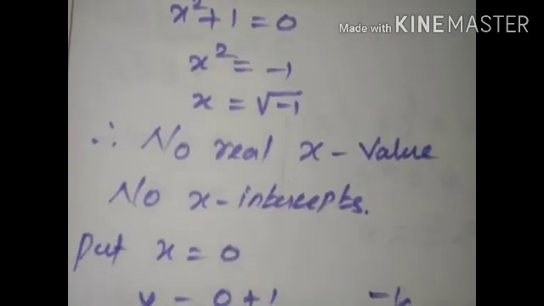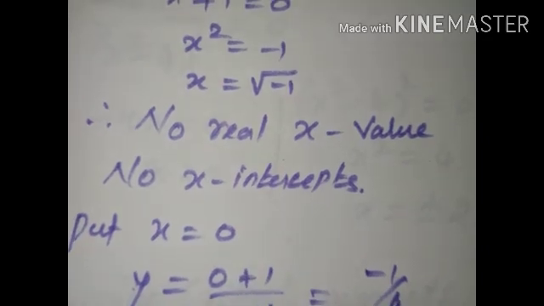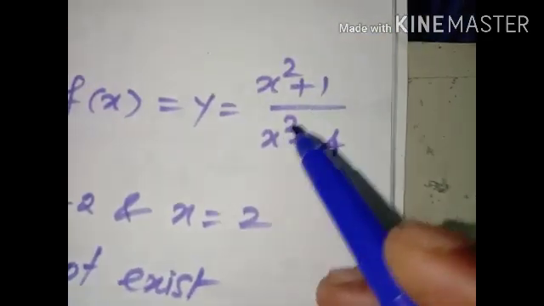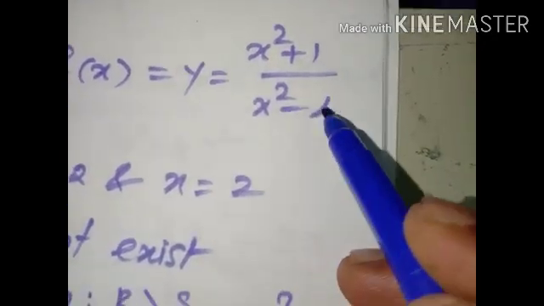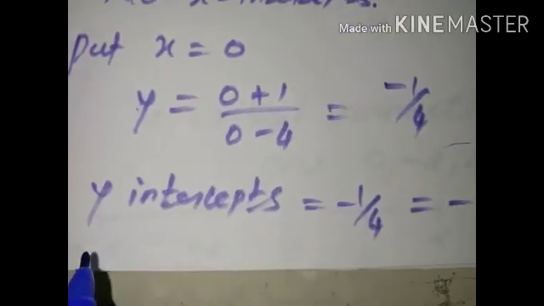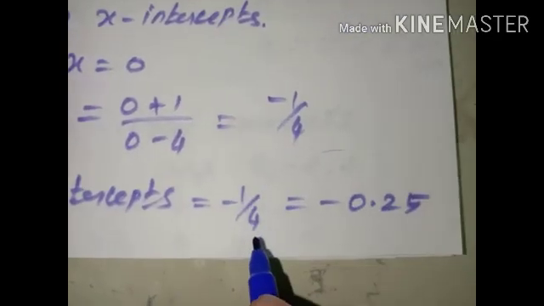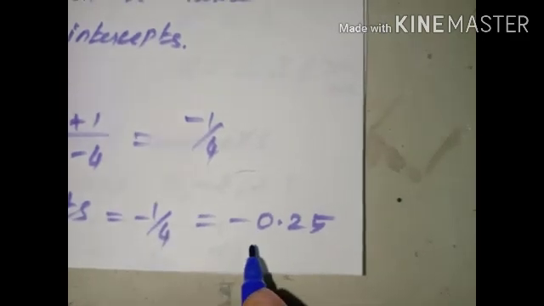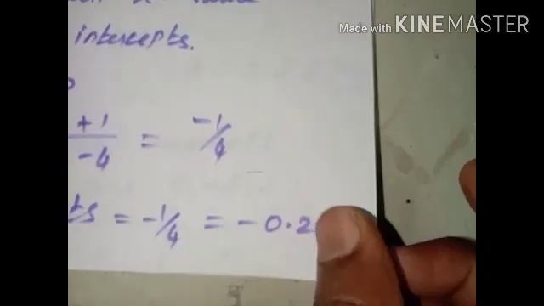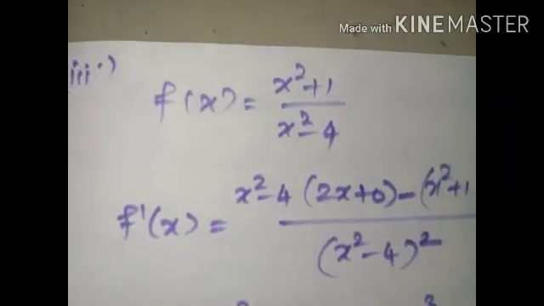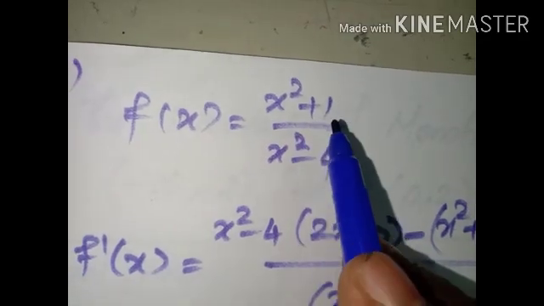So there is no real x value, therefore no x intercept. Now put x equal to 0, so y equals 0 plus 1 divided by minus 4, so minus 1 divided by 4. Therefore the y intercept is minus 1 divided by 4, which equals minus 0.25.